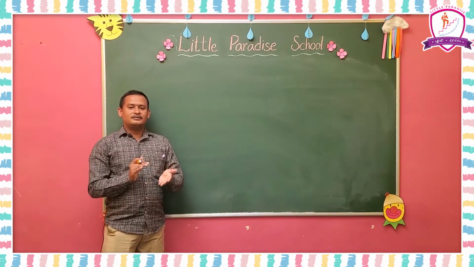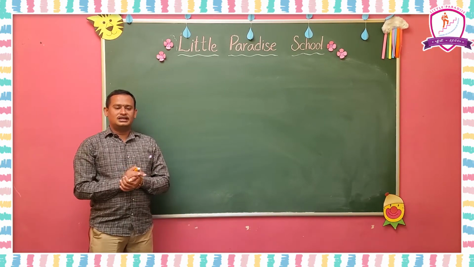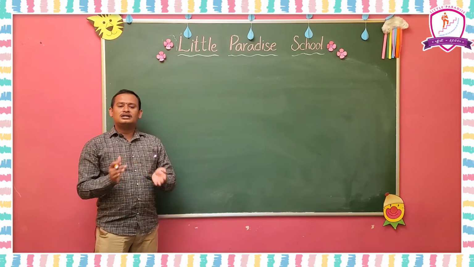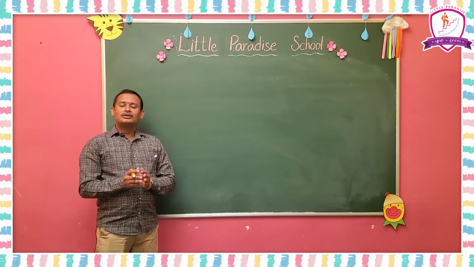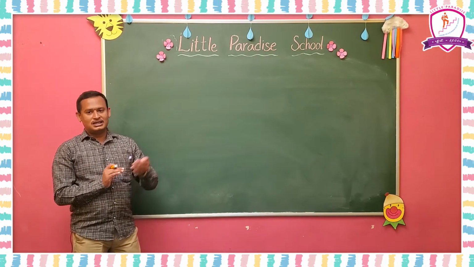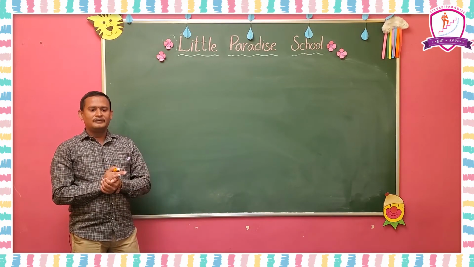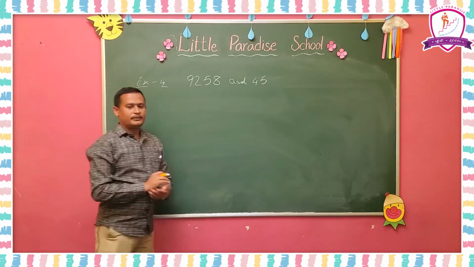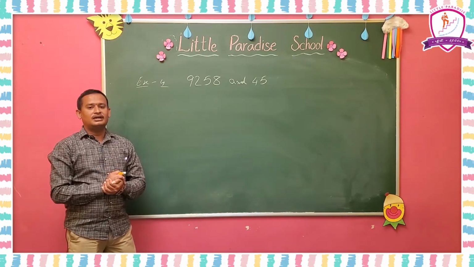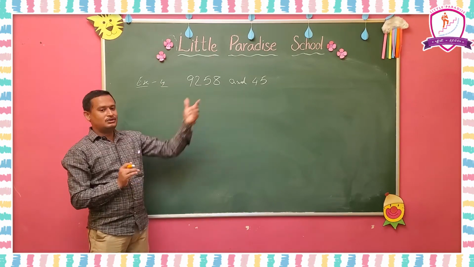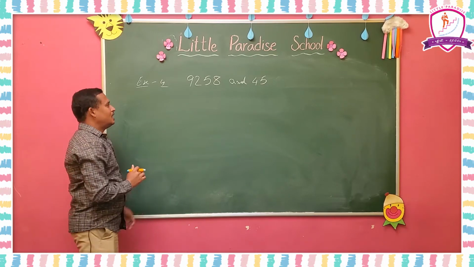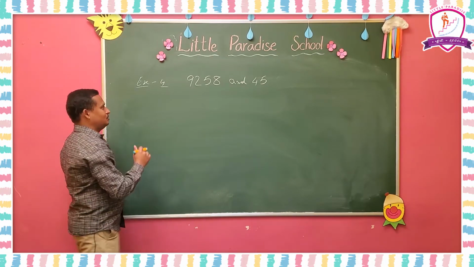Now let us discuss estimating the quotient. To estimate the quotient, here also we have to round off the given numbers to the largest place or as mentioned in the question, and then divide. Here I am going to take 9258 and 45. We have to estimate these two numbers first, then do the division and find the estimated quotient.